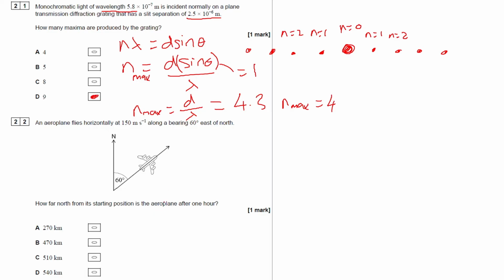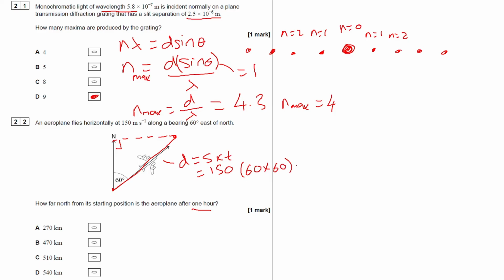Question 22 is a vectors problem with motion, looking at how far in terms of its position this plane would get as it goes across, and it does make a right angle triangle, so that's useful to know. If we want to work out the distance of this hypotenuse, we need the speed times time, and that's given as 150 meters per second as the speed, and it's after 1 hour, so I have to multiply by time in seconds, so 60 times 60.